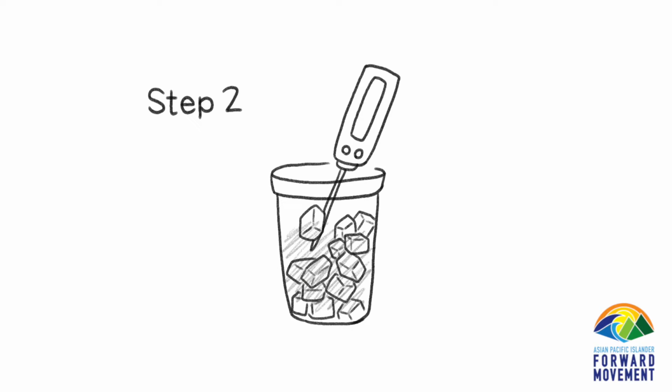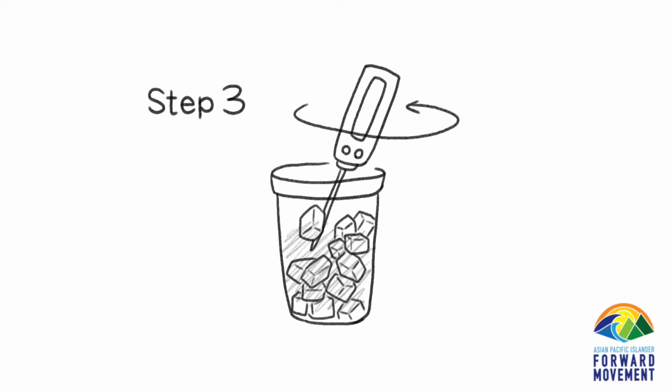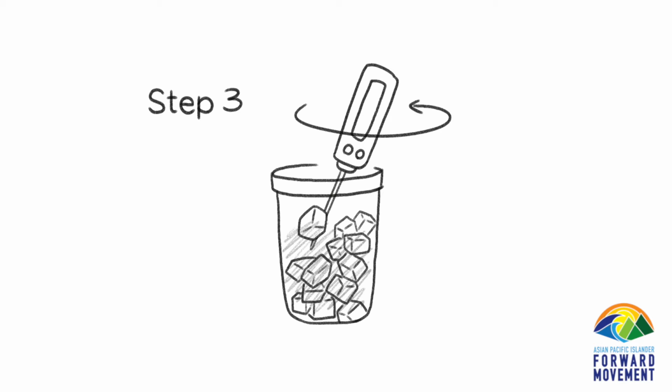Step 2 is to insert the thermometer stem or probe about 2 inches into the ice water, making sure that it does not touch the container itself. Step 3, slowly swirl the thermometer in the ice water for about 15 seconds. It should read 32 degrees Fahrenheit or 0 degrees Celsius.